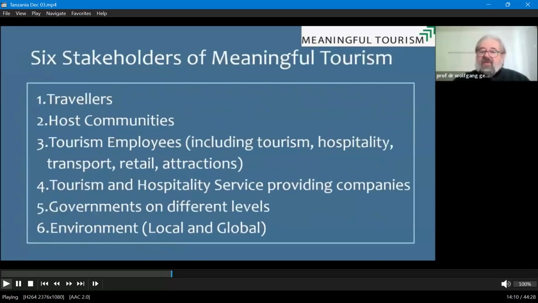And so who are the six main stakeholders? Obviously the travelers, the host communities, the tourism employees, often forgotten in discussions about sustainable or responsible or recreational tourism. Then also the service providing companies, they have to earn money for future investment, the governments on different levels, and the local and global environment.